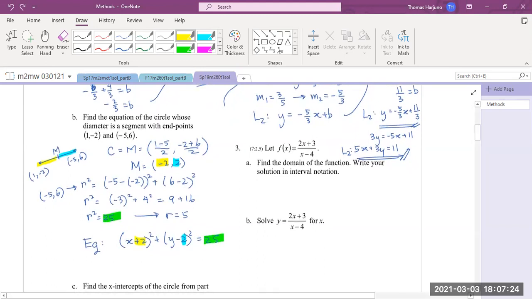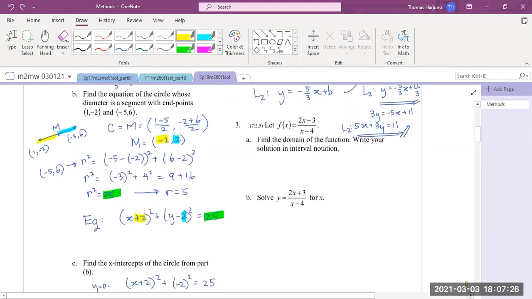Number 3. We have this function. Find the domain and write the solution in interval notation. The domain will be all real numbers except 4. Yeah, all real numbers except 4.